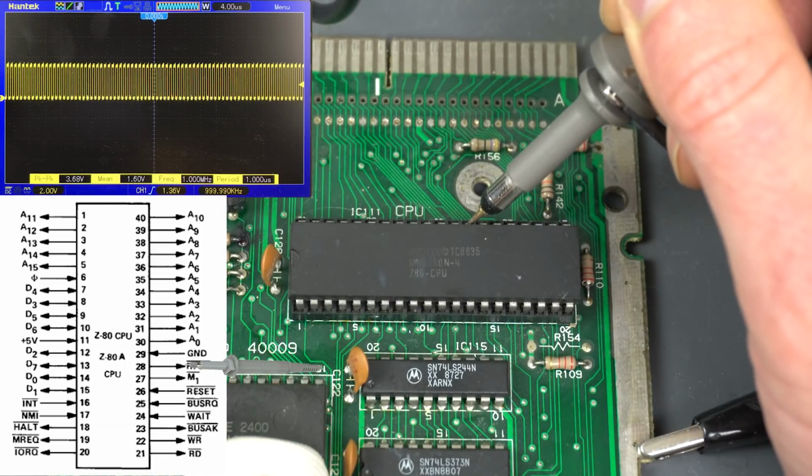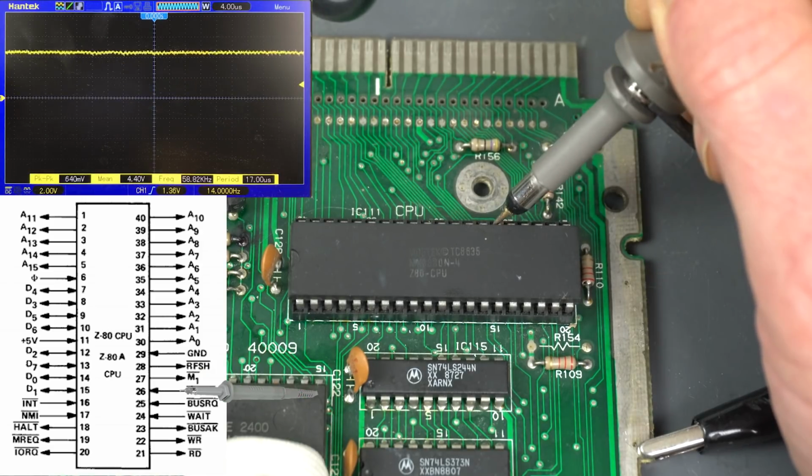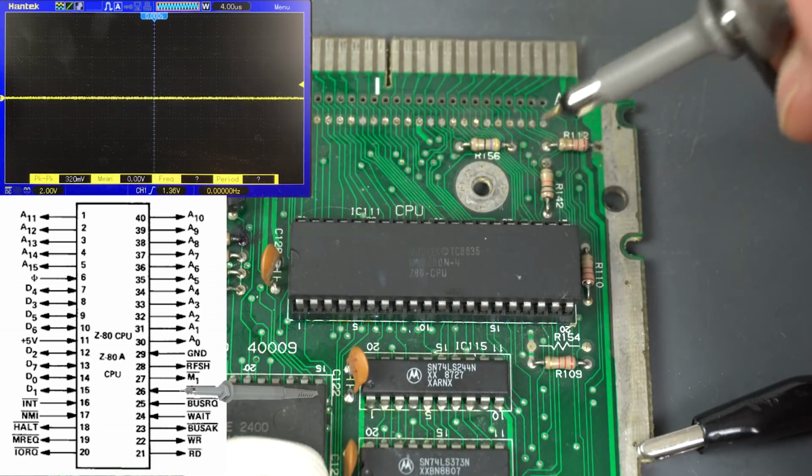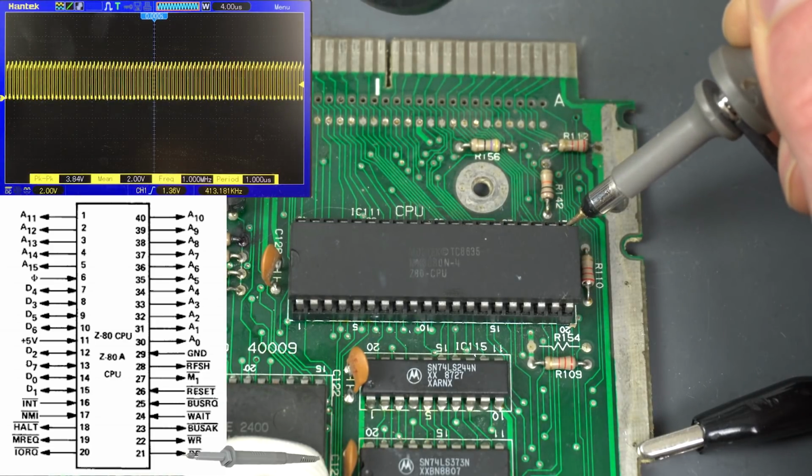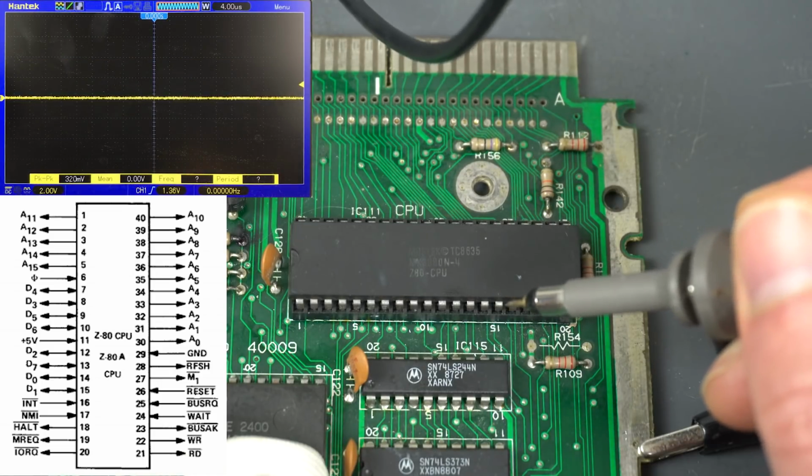In refresh, this is for DRAM refresh, that's fine. Let's check that the reset line is correct. Yes, reset is high, that's fine. Read request, again, they're working, they're very periodic, so we can check some of the other control signals.